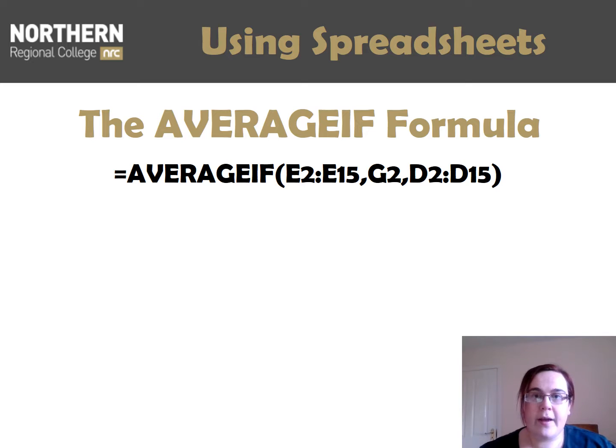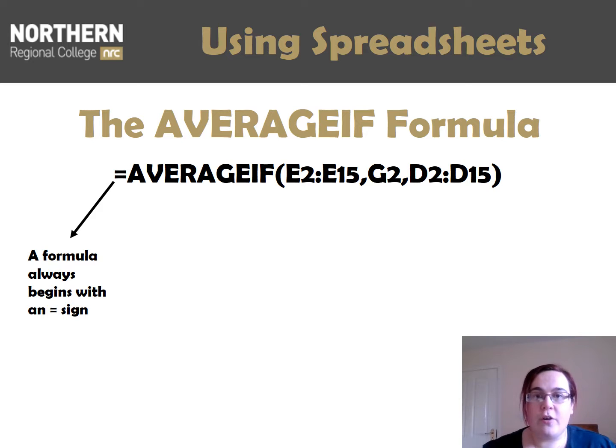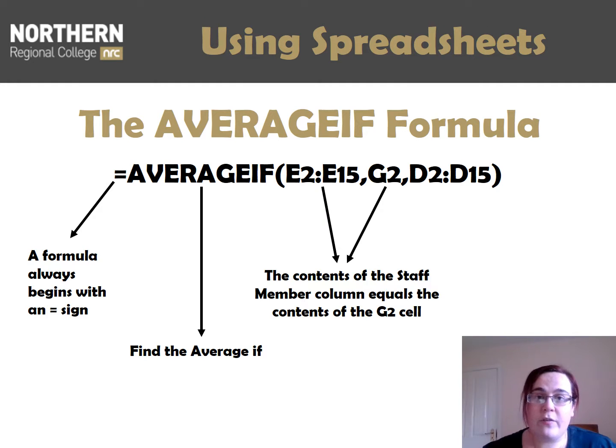The AVERAGEIF formula has to be set up in a certain way in Excel in order for it to actually function properly. The first is that formulas in Excel will always start with the equal sign, and this will set up the logic that Excel will follow. So basically what we're saying in our formula here is we're looking to find the average if certain conditions are met. These conditions are within the brackets that are on screen there. So what we're looking to do is basically find the average if the contents of the staff member column equals the contents of the G2 cell.